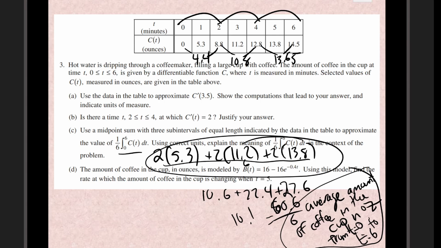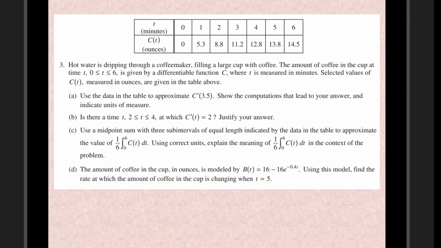Thank you for that correction. All right. The last part says the amount of coffee in the cup in ounces is modeled by that equation. Using this model, find the rate at which the amount of coffee in the cup is changing when t equals 5.